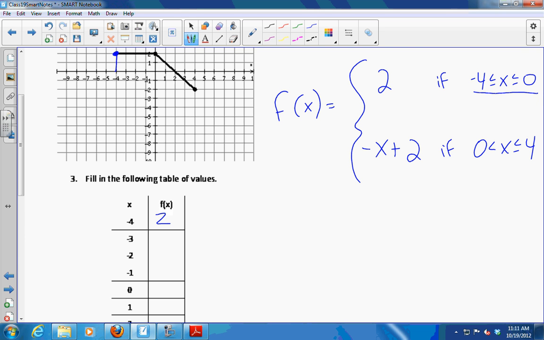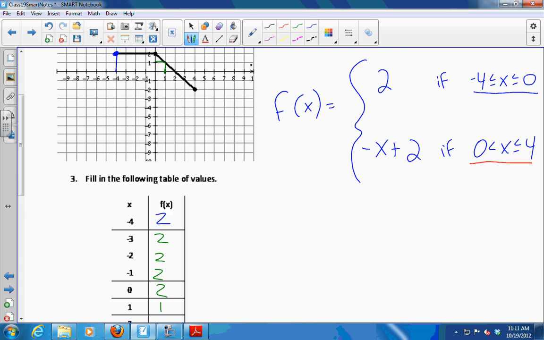What about -3? What's my y value when x is -3? 2. And it's 2 until I get to 0. And then at 1, what's my y value? 1. Yeah, so I can do it on the graph. I can find an x value of 1, go up to the graph, and the y value is also 1. Or I can look at my formula, and I can say, well, 1 falls into this interval for x. So if I plug a 1 in for x, I get -1 plus 2, which is 1.